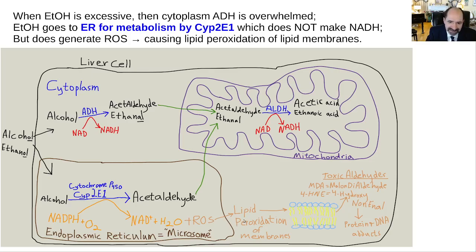It's called lipid peroxidation, and that will produce toxic aldehydes. So MDA is from malondialdehyde, 4-HNE is 4-hydroxynonenal. That's the one you want to know, 4-hydroxynonenal. And it's typically abbreviated 4-HNE. And that will bind to proteins and decrease their function. It'll also bind to DNA and damage DNA. So that's a key concept. It's going to keep coming up, toxic aldehydes.